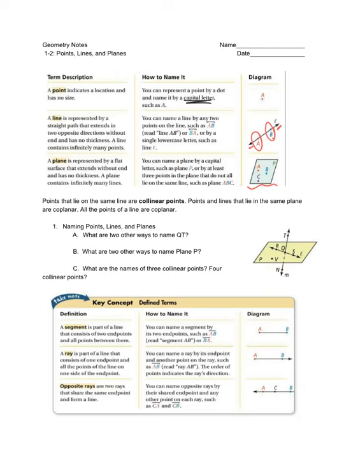It says you can name a plane by a capital letter, such as a plane P, or by at least 3 points in the plane that do not all lie on the same line, such as plane ABC.